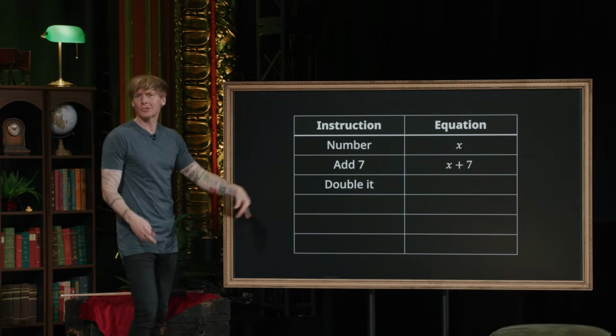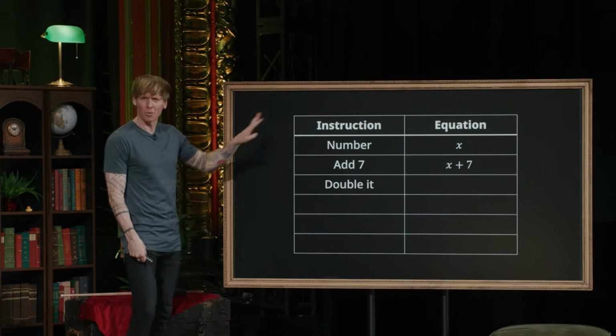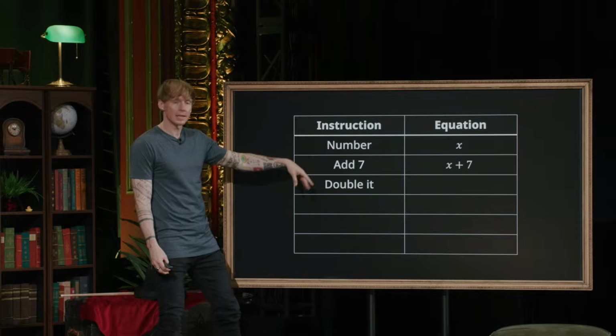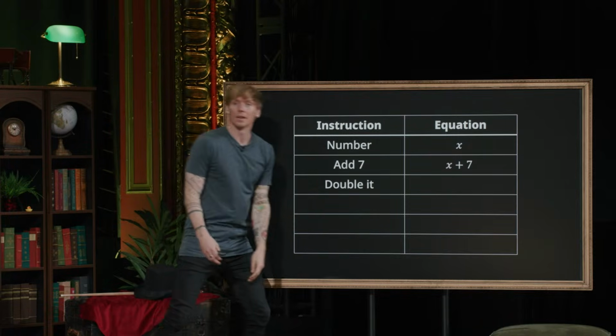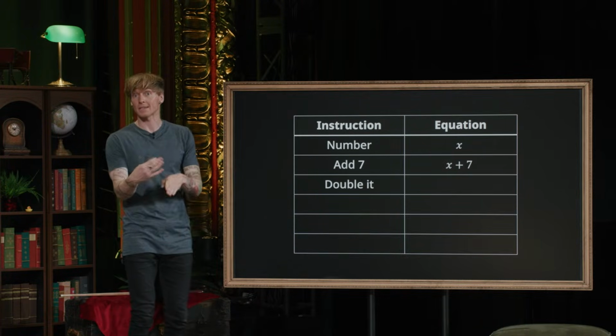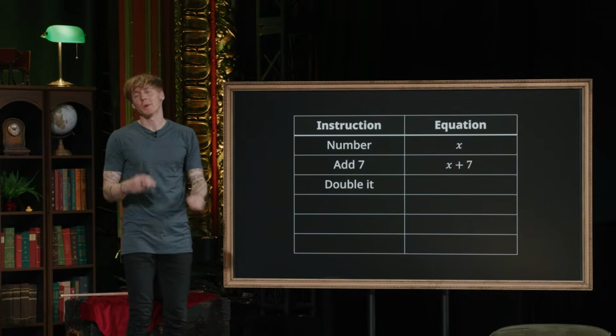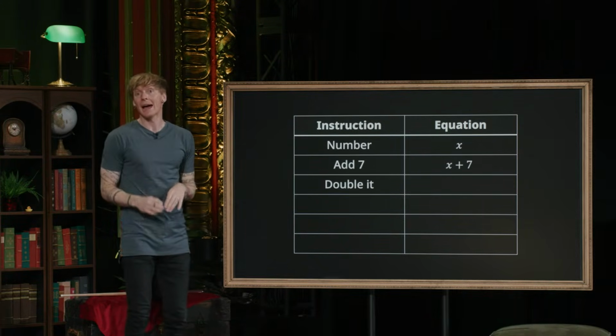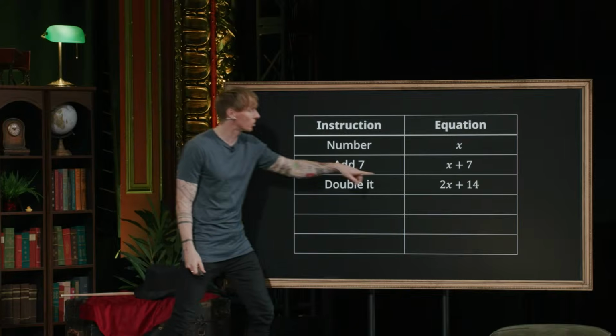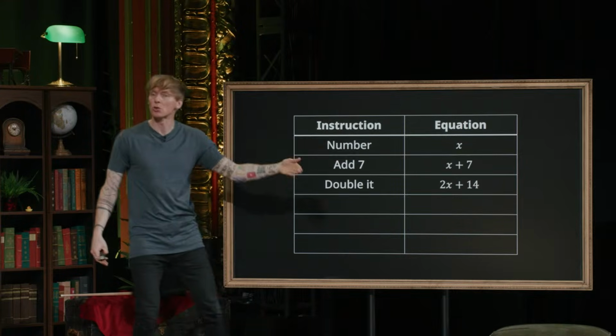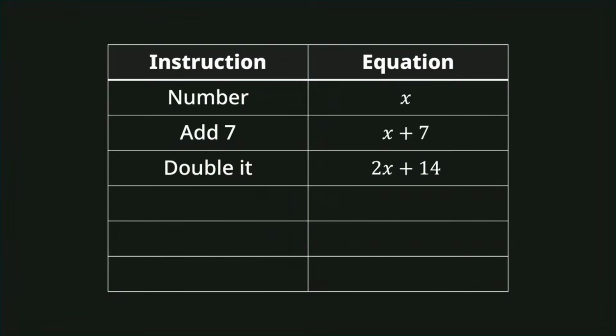The next step was to double it. Now there's a little bit more work here, but what that means is to take the previous line, our previous equation, x plus 7, and multiply the whole thing by 2. So we have to be careful when multiplying out those brackets, but we're going to get 2 lots of x plus 2 lots of 7. So both terms have to be doubled, so we're left with 2x plus 14.